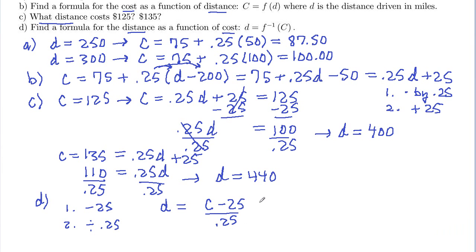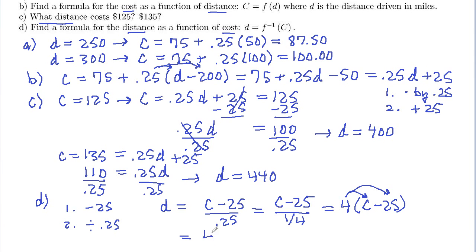But then dividing by 0.25, this is c minus 25, divided by 1/4. That's the same thing as multiplying by 4. So this is 4 times c minus 25. And if we multiply that in, we can simplify. And this will be 4 times c, and then 4 times -25, minus 100. So 4c minus 100. And that is our F inverse of C.